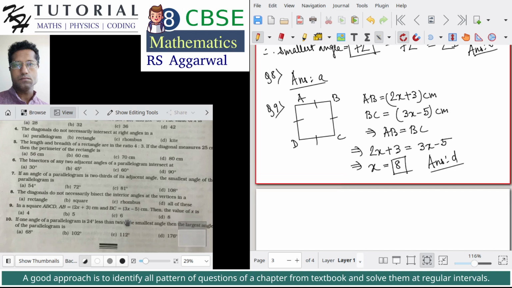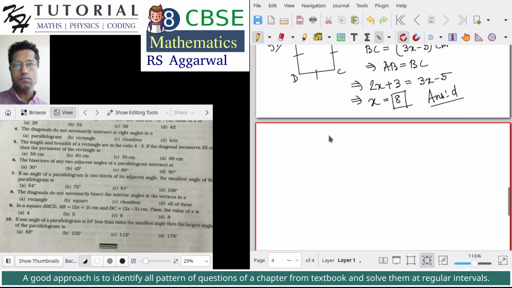Question number 10. If one angle of a parallelogram is 24 degree less than twice the smallest angle, then the largest angle of the parallelogram is, okay. So let's draw a parallelogram.